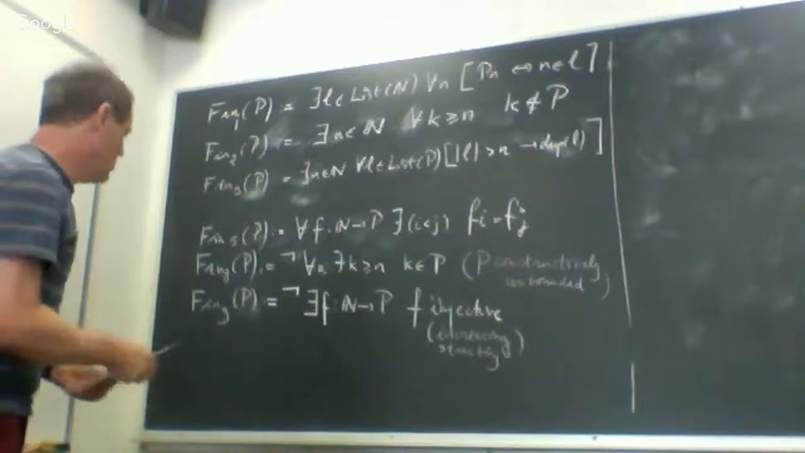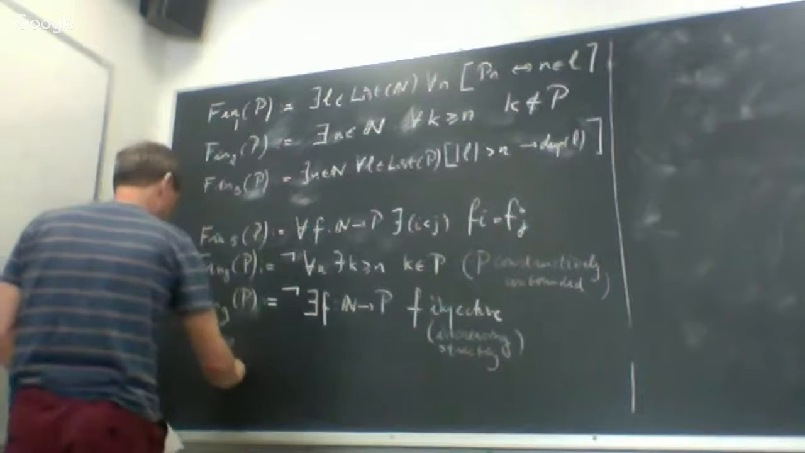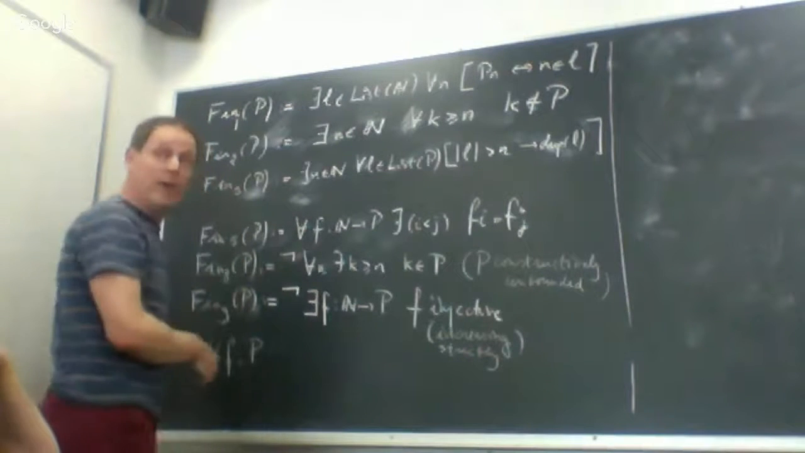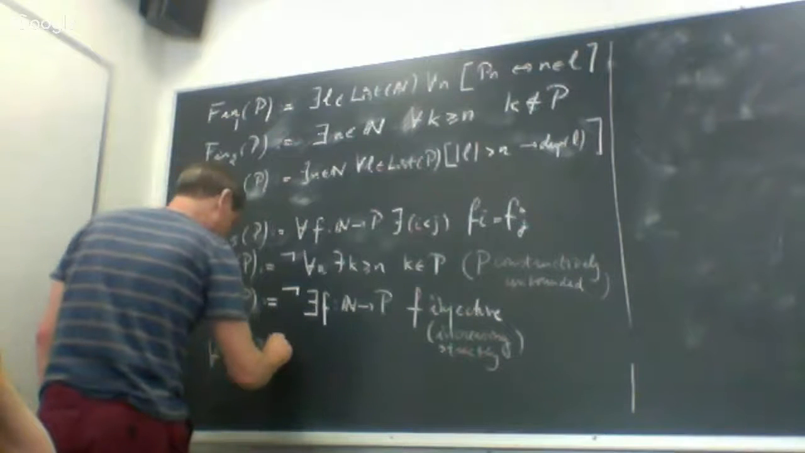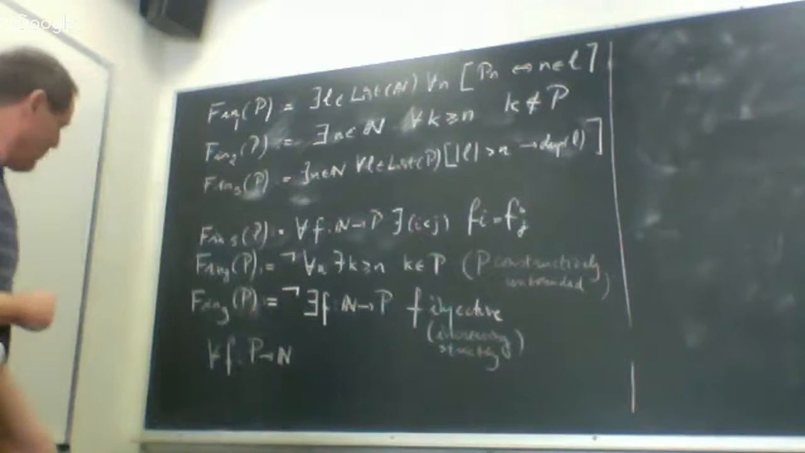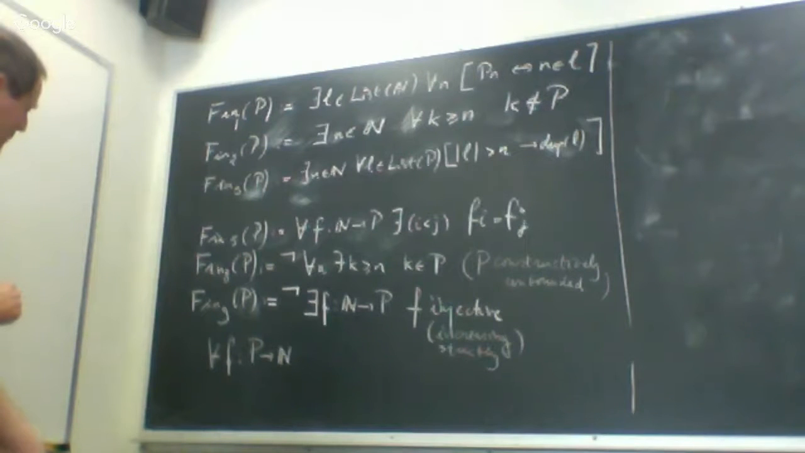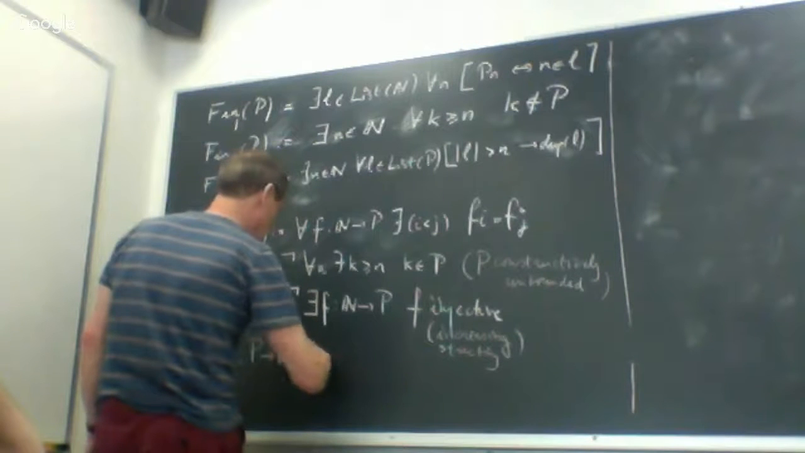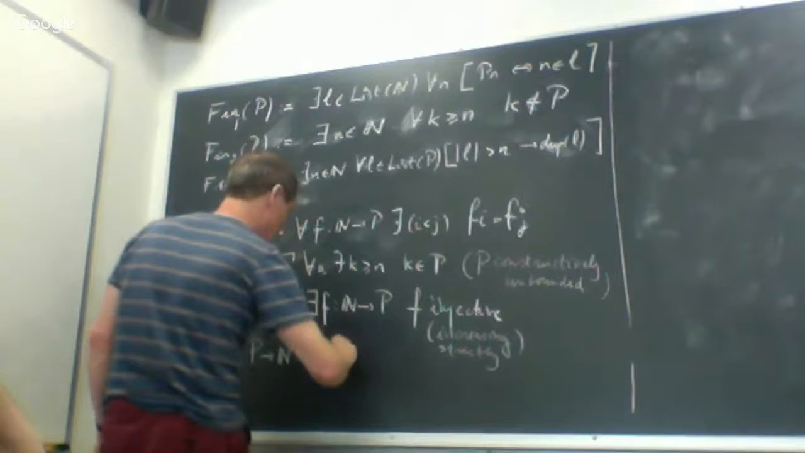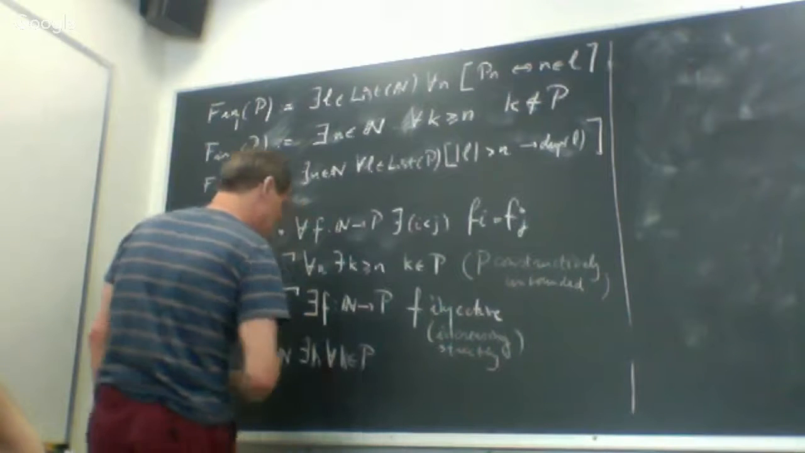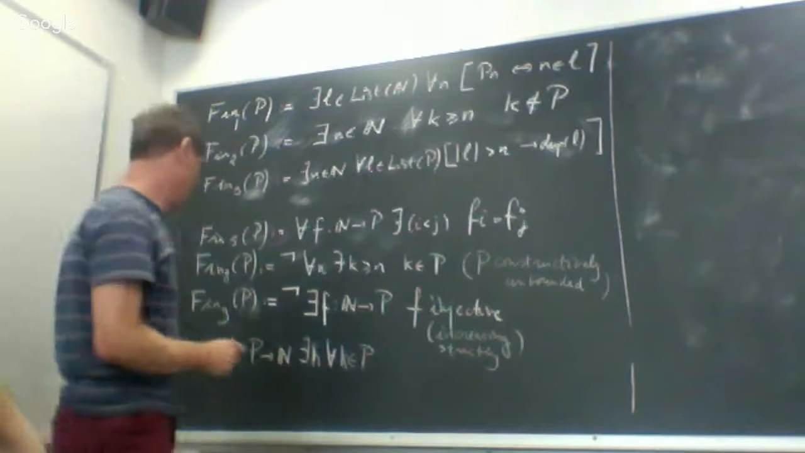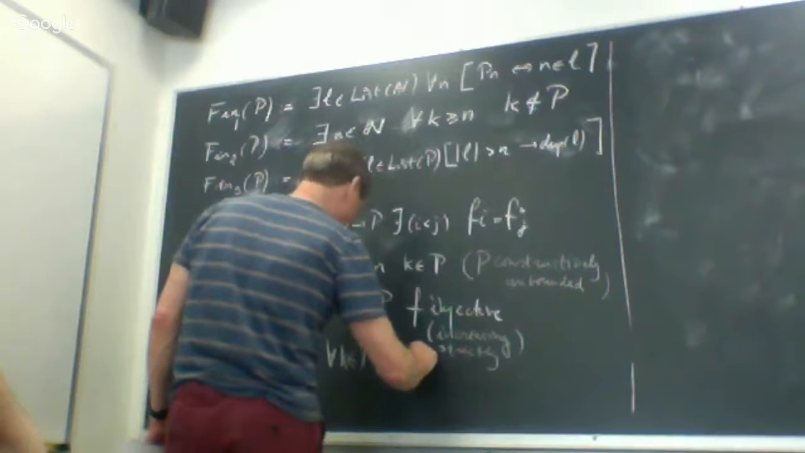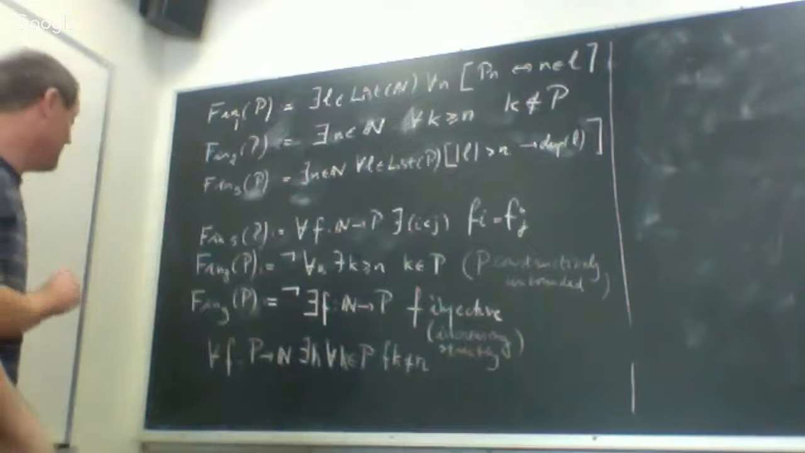So you could say that positively. So for every F, that's a good suggestion. This is not exhaustive at all. So for every F from P to N, there exists an n such that for all k and p, fk is not n, sorry. So this is, yeah, good, thanks.